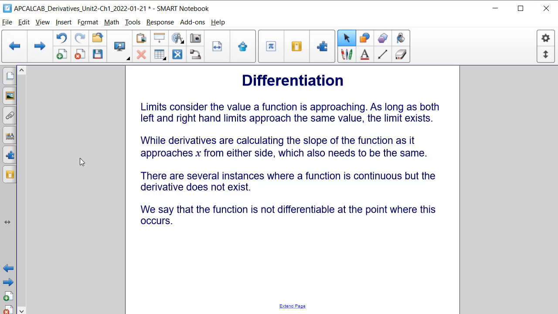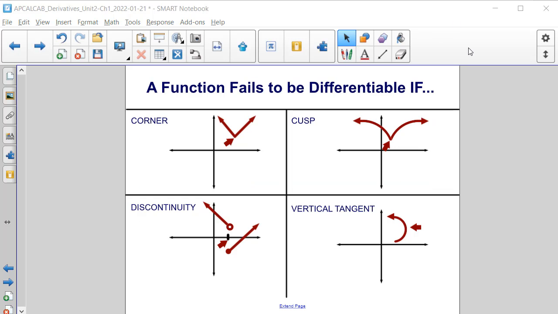Limits consider the value a function is approaching. As long as both the left and right-hand limits approach the same value, the limit exists. While derivatives are calculating the slope of the function as it approaches x from either side, which also needs to be the same. There are several instances where a function is continuous, but the derivative does not exist. We say that the function is not differentiable at the point where this occurs.